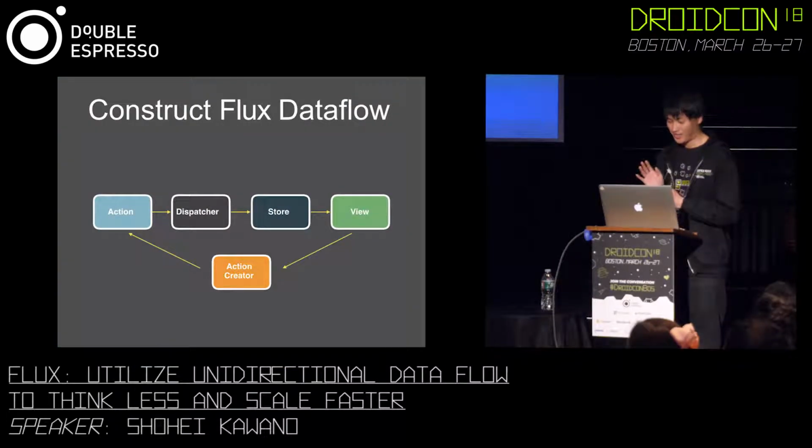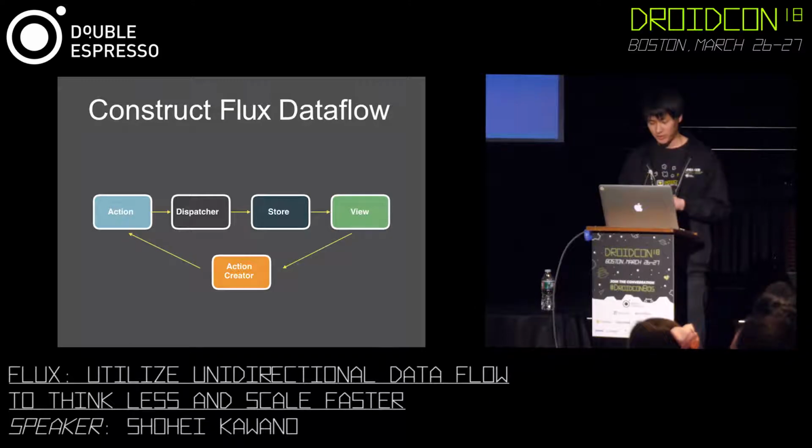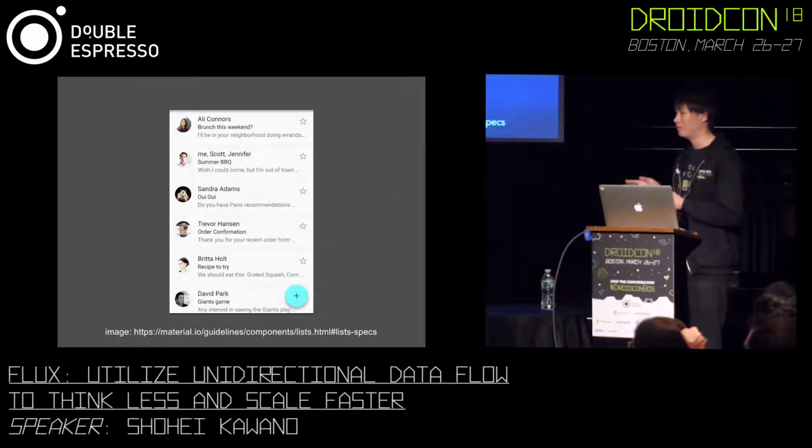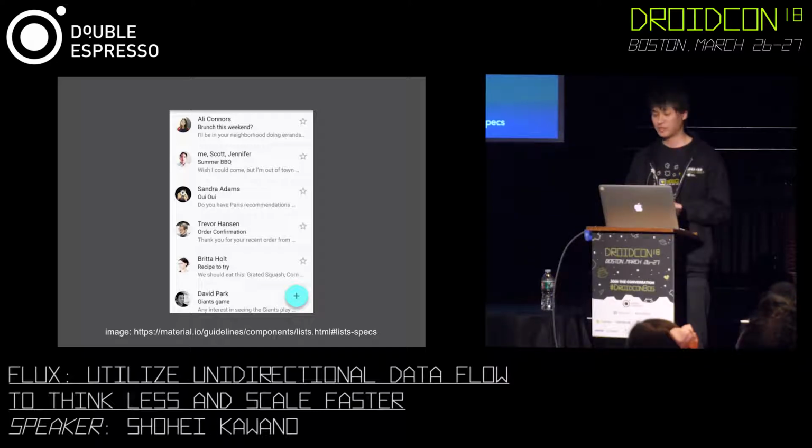Okay, so having said that, let's see how we can construct the Flux data flow first using a simple example. Let's imagine that we need to make a screen that shows a list of users using Flux architecture.